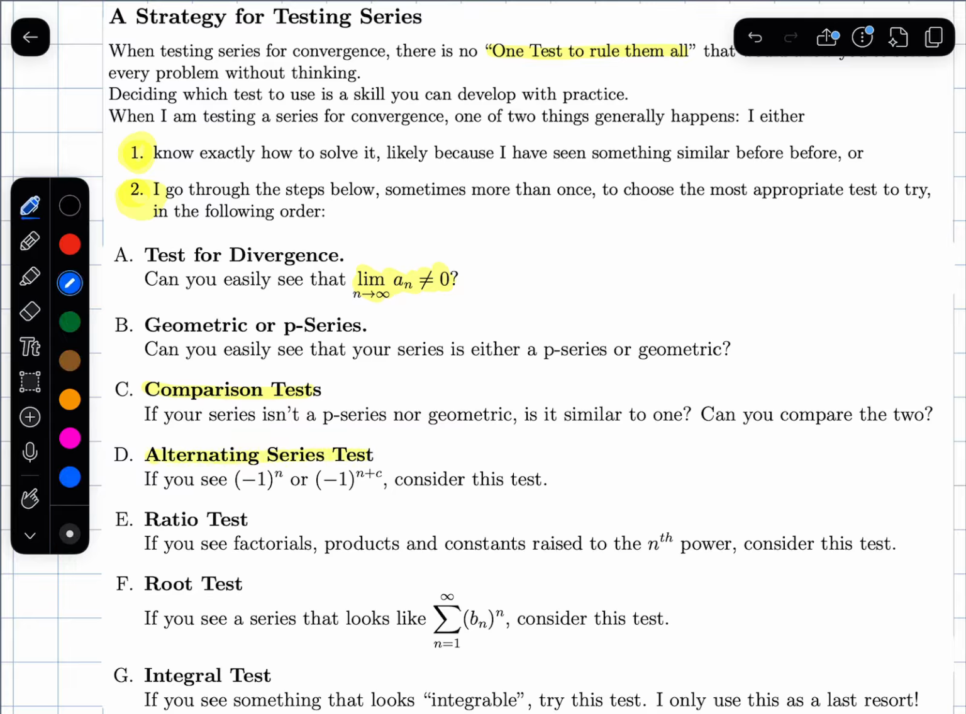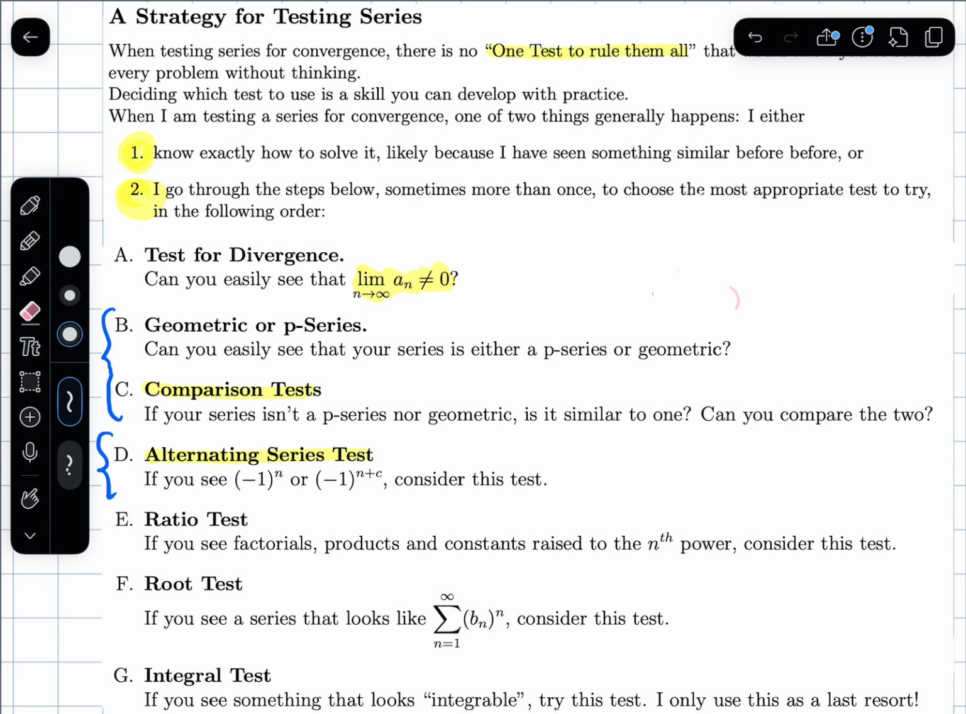Now, to me, these are kind of separate. Looking at these, B and C are one thing: either geometric or p-series, or similar to geometric or p-series, or alternating. I'll decide on one of the two. Maybe I could have put a decision 3 here: A, if not A, then either B or C, and then if not B or C, then D, and then after that go to other decisions. To me, these are separate paths down the decision tree.